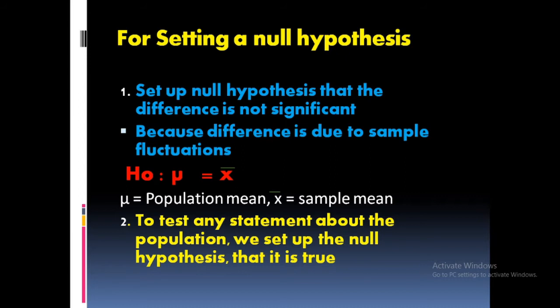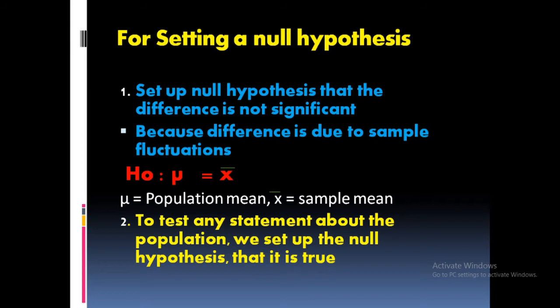So you can write H0, that is the null hypothesis, is equivalent to mu. What is mu here? It is the population mean. That is equivalent to the sample mean. So null hypothesis: population mean equals sample mean, meaning there is no significant difference. But if there is any difference, that is due to sample fluctuation. So it is a very useful tool to test the significance of difference.